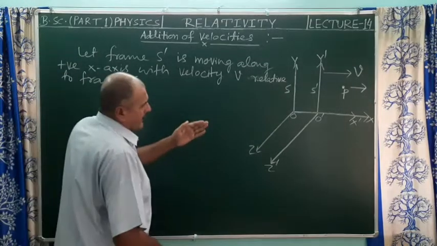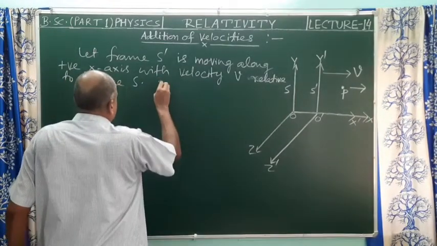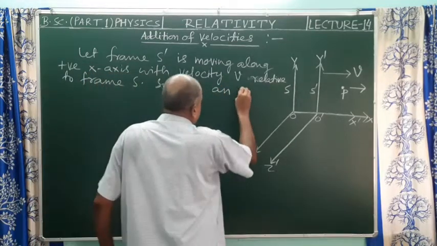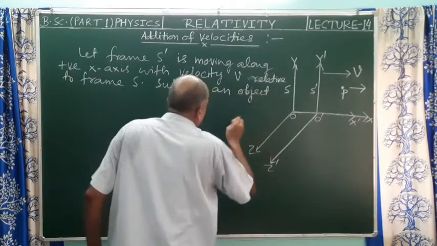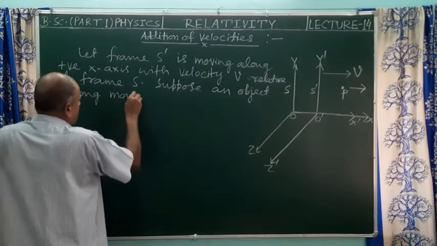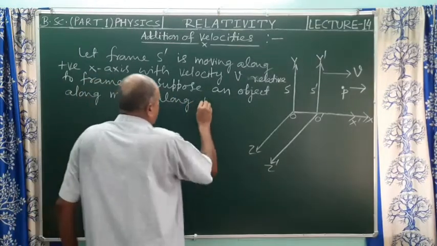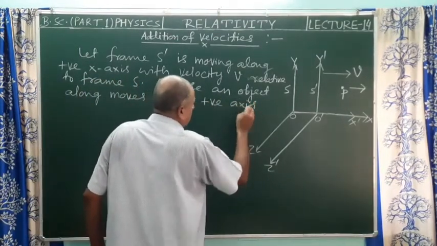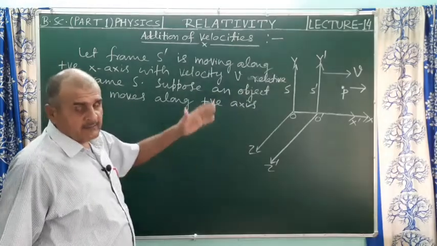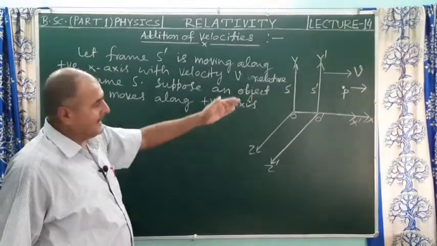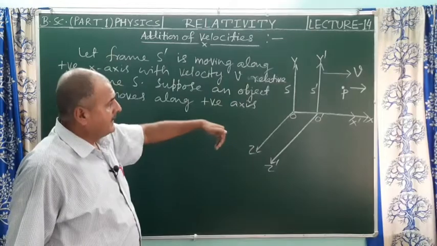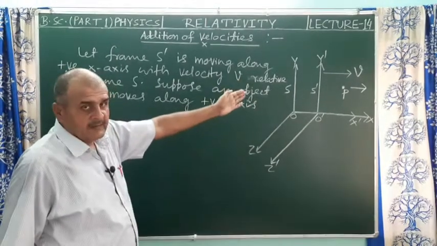Again, suppose an object also moves along the positive direction of the x-axis, but the velocity of that particle, that body, in frame S is u, while in S dash it is u dash, which can be observed by the observers situated at the origins O and O dash of both frames respectively.